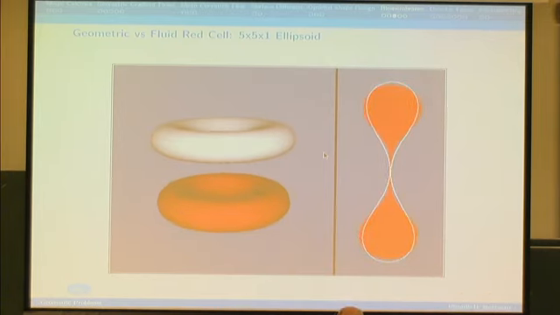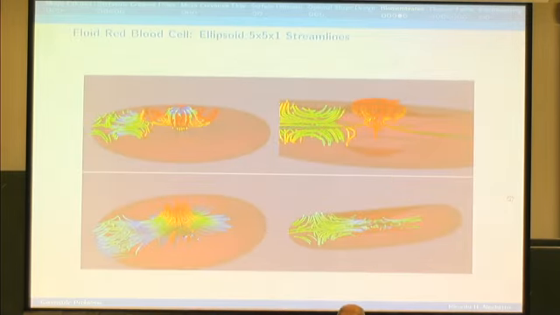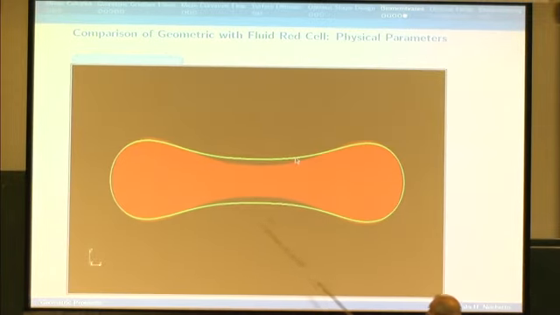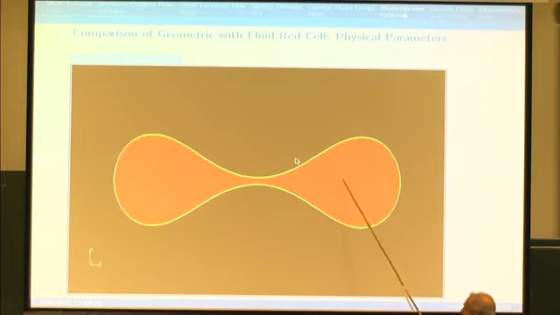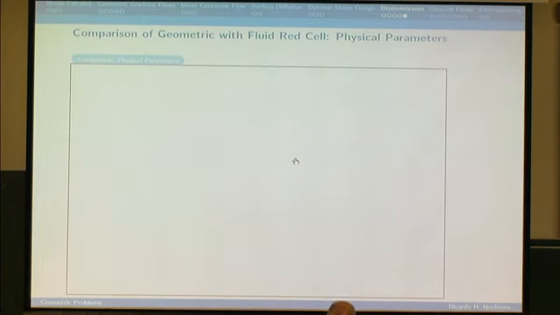In applications to membranes, let me skip this. With physical parameters that have to do with cell membranes, the behavior is not that different. It's different, but the effect of inertia is much less pronounced. The red is again the fluid, the yellow is the geometric. Okay?